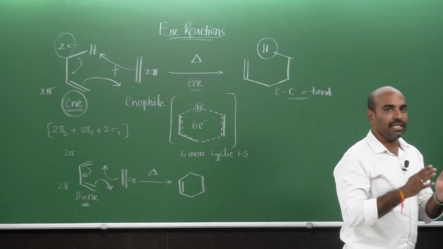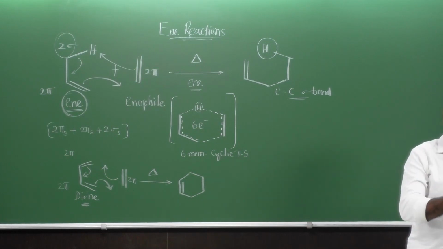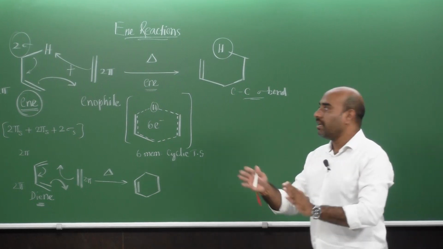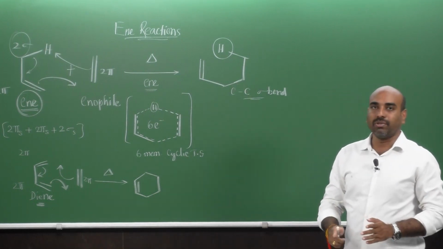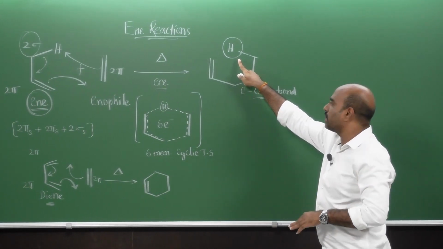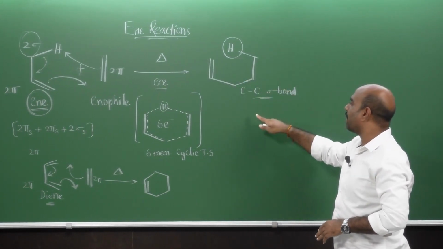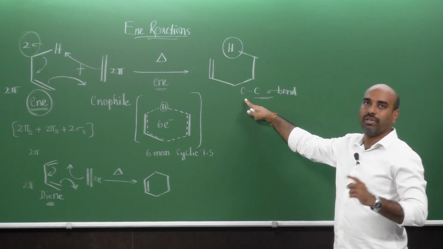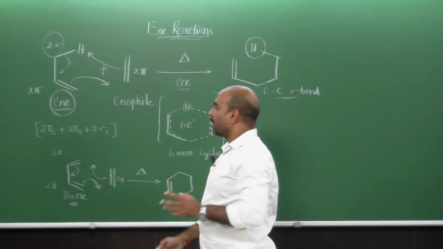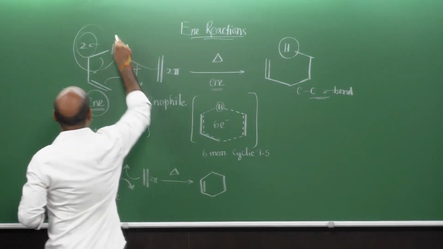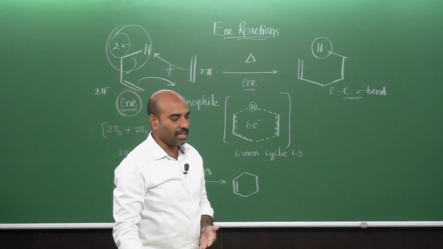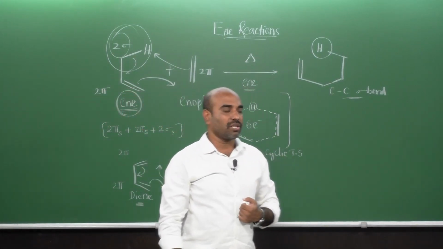So, similarly in the ene reaction also you have to react the ene component as well as the enophile component to get the final product, where you could see the transfer of one hydrogen from the ene to the enophile part, and then formation of a new carbon-carbon sigma bond. Okay. So, because of the involvement of a sigma bond in the ene, the activation energy is much higher compared to that of the Diels-Alder reaction.